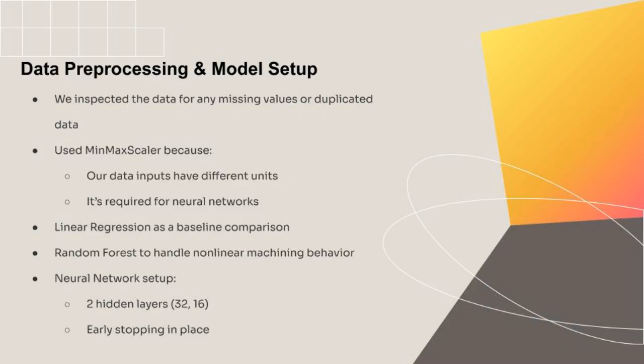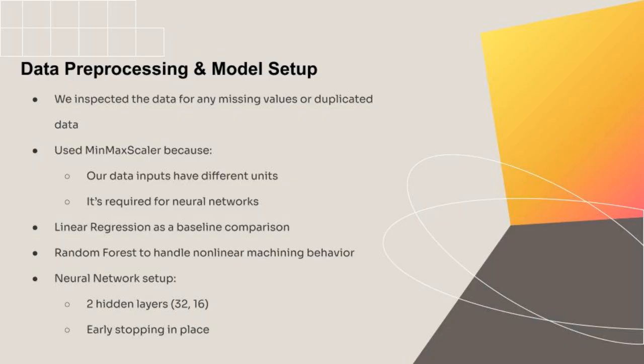Data pre-processing and model setup. First, we checked the dataset for any missing values or duplicates, and everything was clean. We used a min-max scaler because our 3 features are in very different units. Scaling puts them all in the same 0 to 1 range. Scaling was also required for neural networks because they train poorly when inputs are on different scales.